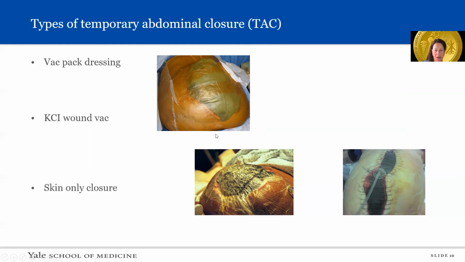Another option is the KCI wound vac and its derivatives. In this patient, you can see there's a significant loss of domain. So the wound vac was placed over a larger segment of bowel, again, over a fenestrated drape. And in this patient, a combination of skin-only closure and a vacuum pack dressing was placed to minimize loss of abdominal domain.